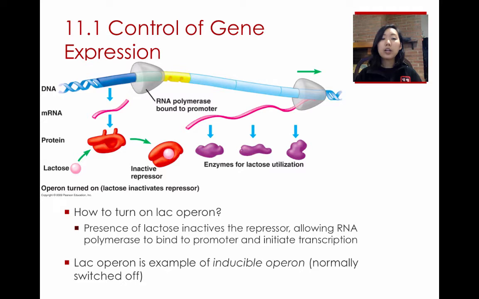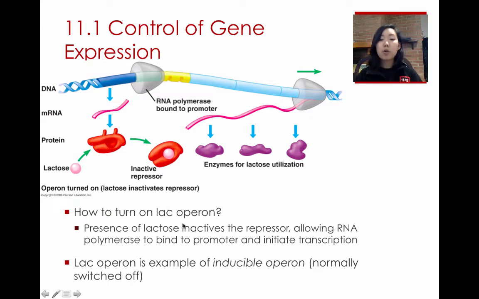So in terms of turning on the lac operon, clearly you want this enzyme to be produced when there is lactose available. And so when there's the presence of lactose, which is what you're trying to break down, it actually binds to the repressor. And then when it binds to the repressor, it inactivates the repressor, and the repressor will fall off of the operon, which allows RNA polymerase to attach to the promoter and then continue with transcription.